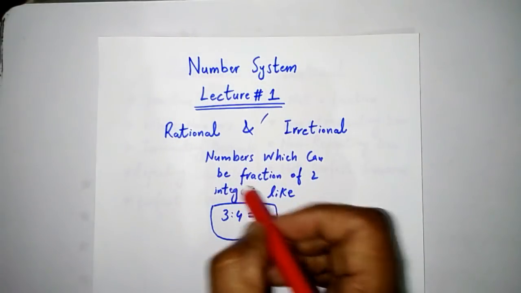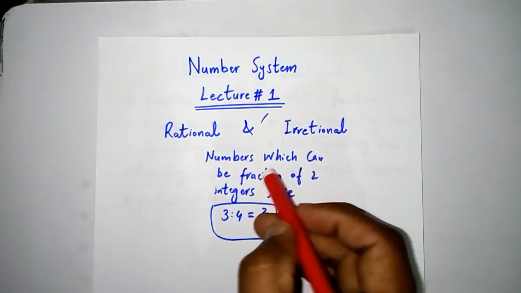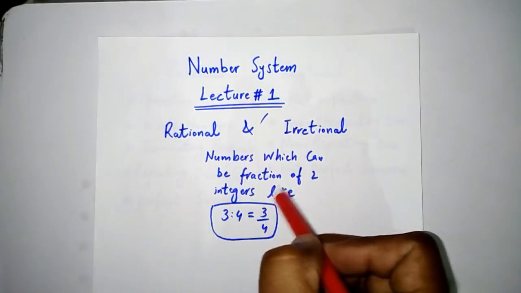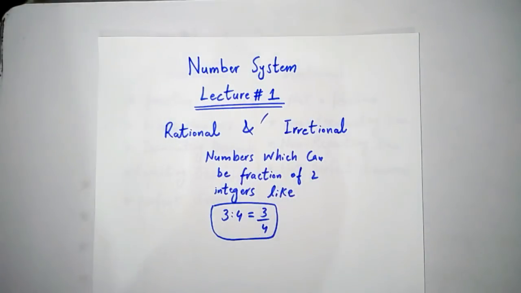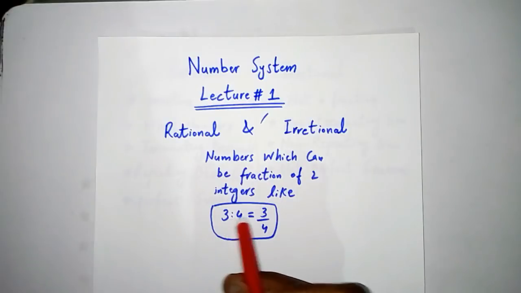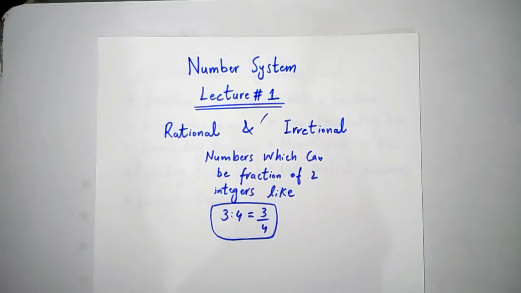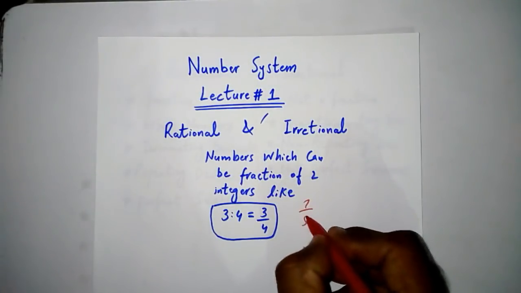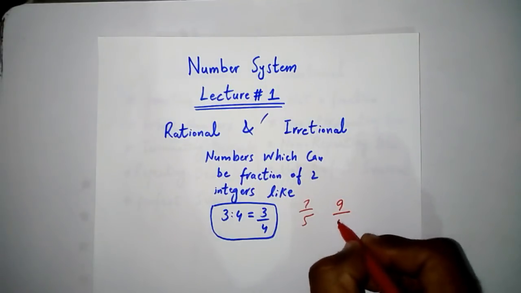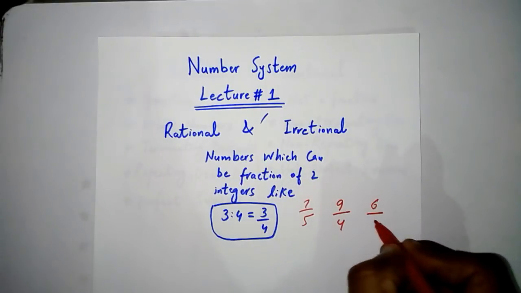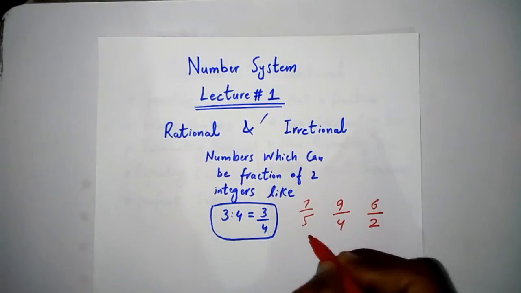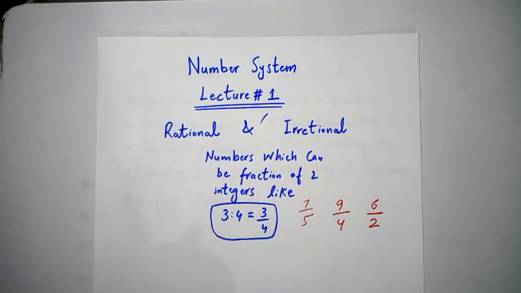And today the topic is rationals and irrational numbers. Okay, the rational numbers. The numbers which can be written as fractions of any two integers are called rational numbers, like 3:4. It can also be written as 3 divided by 4, so this is called a rational number. We can take different examples like 7 by 5, 9 by 4, 6 by 2. All these can be written in the form of fractions, so all these numbers are rational numbers.